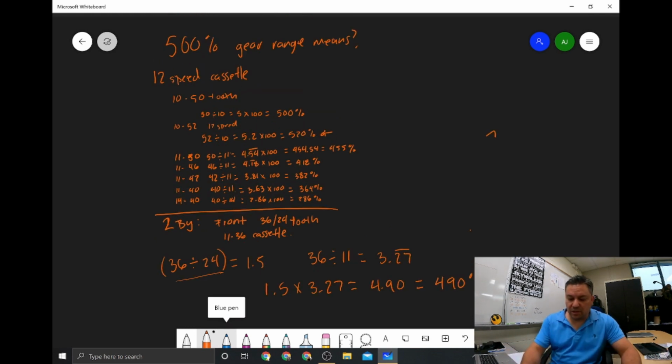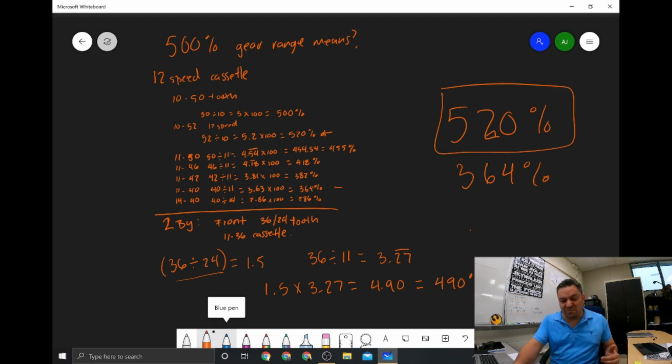So if you see something along the lines of 520% cassette compared to a, I don't know, 364% cassette, well, the higher number always means better, right? So that's why I think they started using these percentages like that. If you look at the two of them, 520% cassette compared to a 364%, which one are you more prone to buy? Well, bigger is always better, right? So in this case, it actually makes sense. But I just wanted to dig into how those numbers came about.